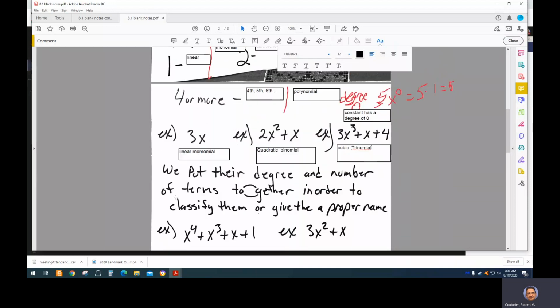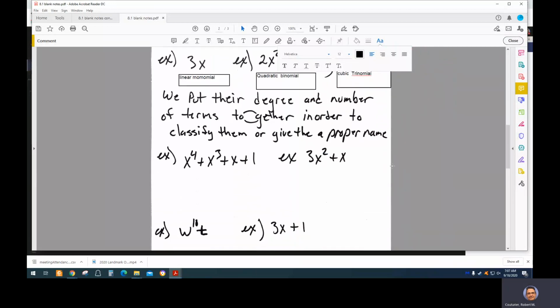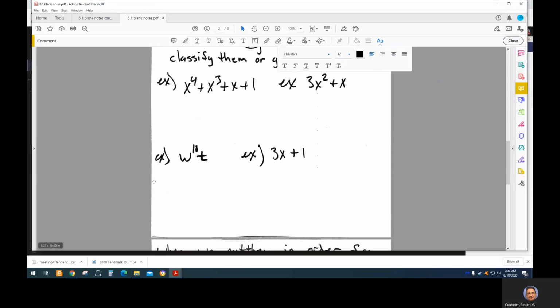So this would be what? We look back up, 4, so it's a 4th degree polynomial. Again, this is a 2nd degree binomial. This one here is a little weirder. Look at that. I have 1 term, but I have 2 variables. Remember, there is a hidden 1 right here. Hidden 1. So this would be an 11th degree monomial.